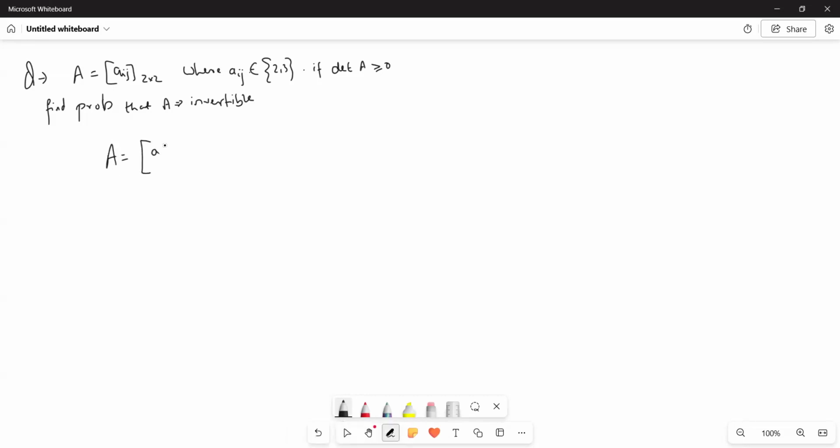So A would be basically a, b, c, d. A can take two values, b can take two values, c can take two values, d can take two values. So the total number of matrices that we can create would be 16. But out of these 16 matrices, how many will be negative?